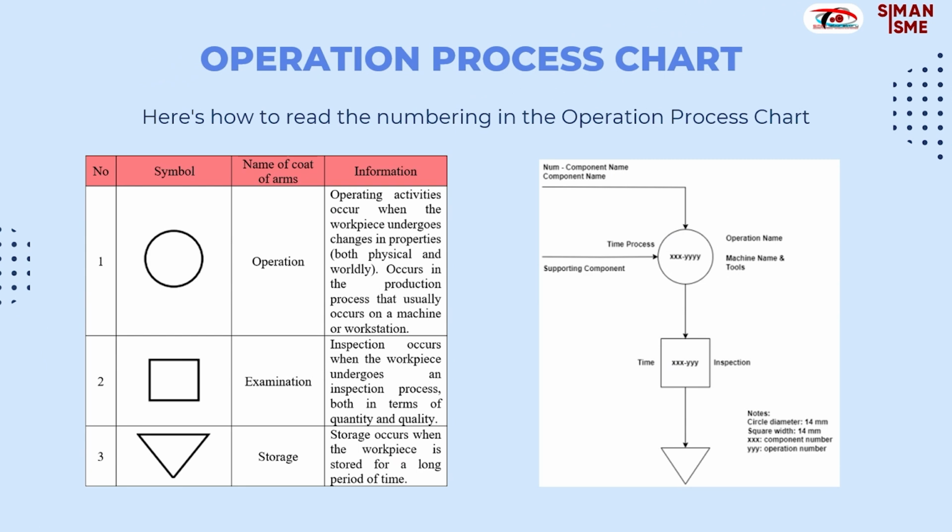Okay, next about the symbols in the operation process chart. First, here's the circle. Circle is for operation. Operating activities occur when the workpiece undergoes a change in properties. Next is the square, which is for examination, like inspection here. And then the third symbol is the triangle. This is for storage.